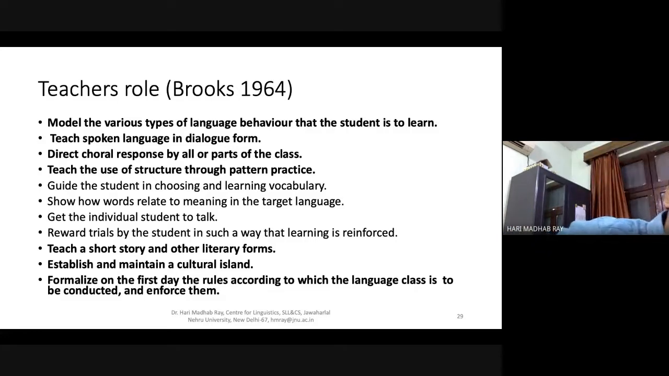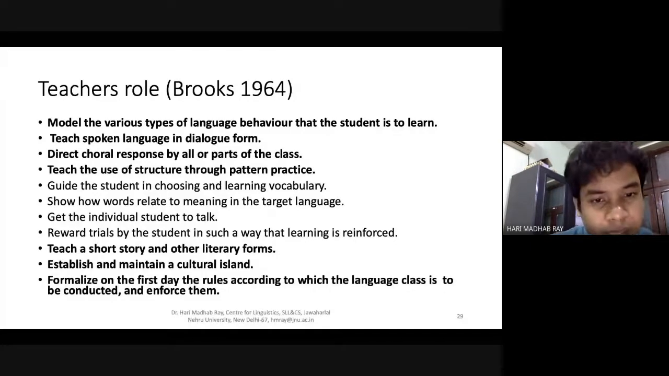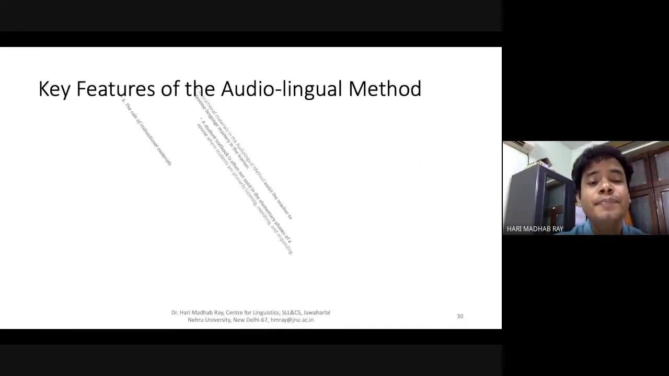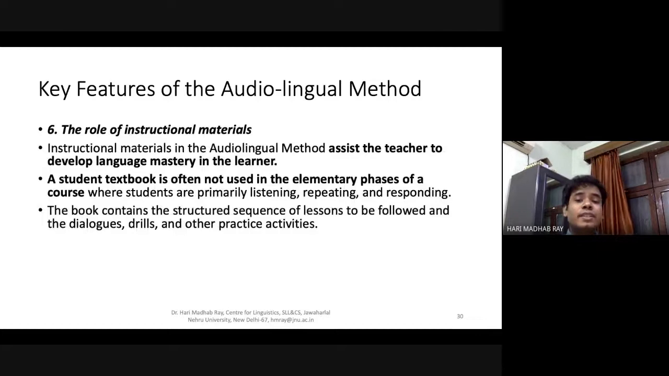So formalize on the first day the rules according to which the language class is to be conducted, and enforce them. Whichever the rules, you need to formalize them. See, the teacher has lots of jobs to do, and whatever the rules, they will have to be reinforced to the learners. Okay, so the role of instructional materials.